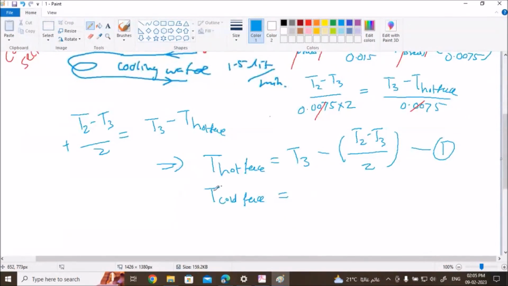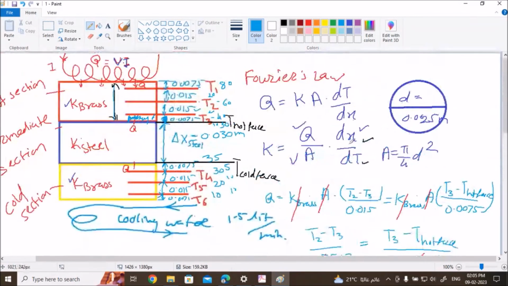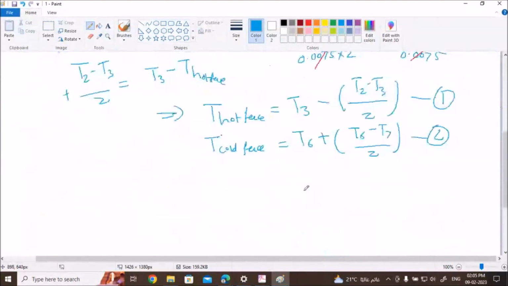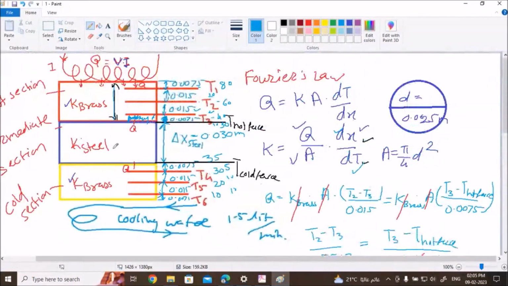So similarly, I can write here T6 plus T6 minus T7 divided by 2. Once I know T hot phase and T cold phase, I can find delta T, delta X is given, Q I know, so I can find K. Okay, this is the procedure to find the thermal conductivity of steel.